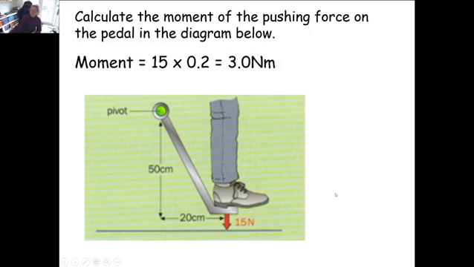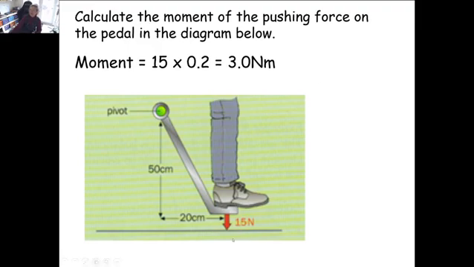Now you should have found your answer is 3 Newton meters. So let's just check how we get that. Clearly we have got a force of 15 newtons, which is here, and then we are interested in the perpendicular distance of the line of action of the force to the pivot point.